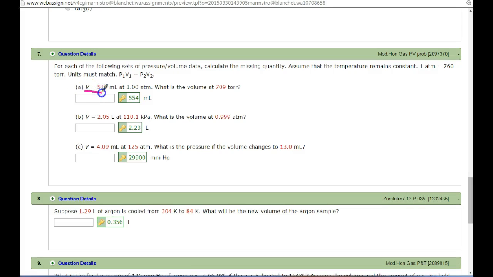And we do the math, and we get a pressure 2 equaling 187 millimeters of mercury. So you have to add those up and then do the math.